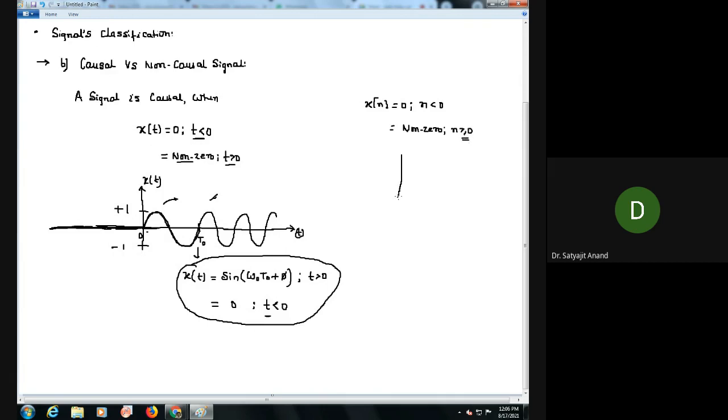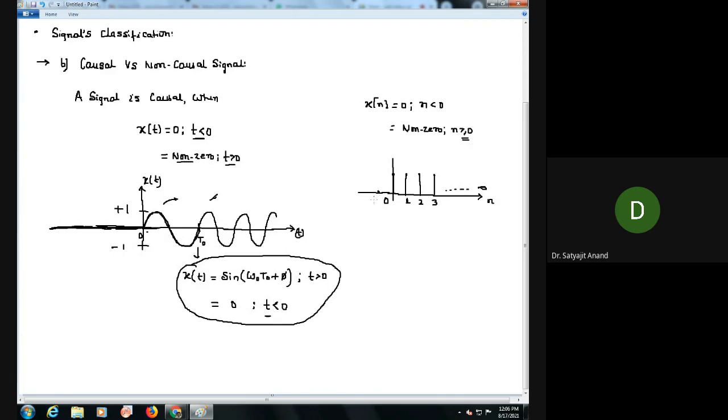For example, you may consider this signal. Suppose we have a unit step. N equal to 0, we have magnitude 1. N equal to 1, magnitude 1. N equal to 2, magnitude 1, and so on and so forth. This way it will go up to infinity. So this is n equal to 0, this is n equal to 1, 2, 3, and so on up to infinity.